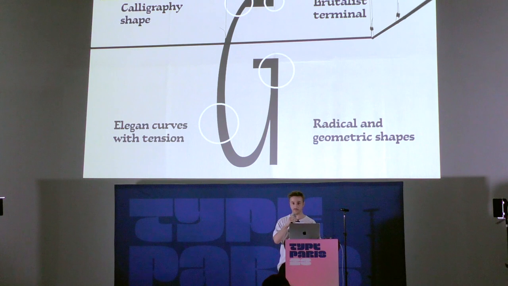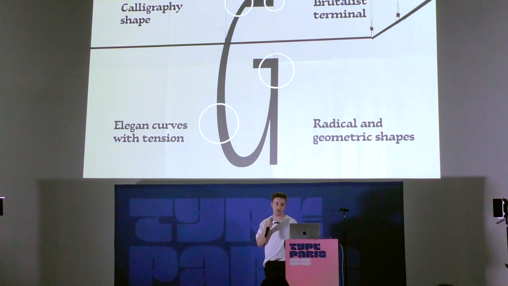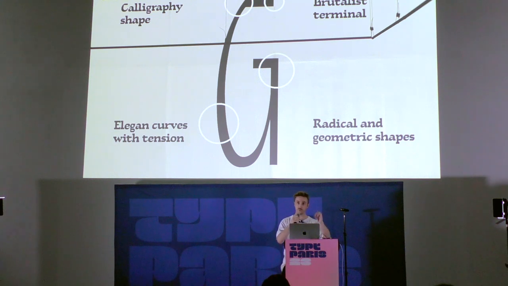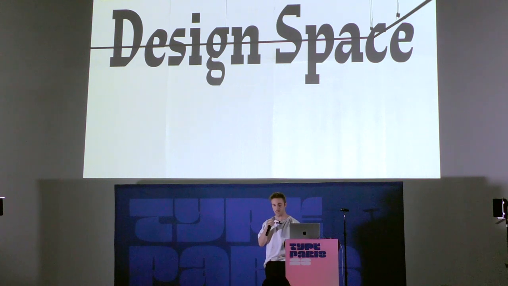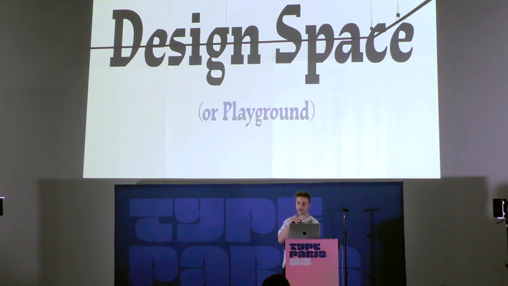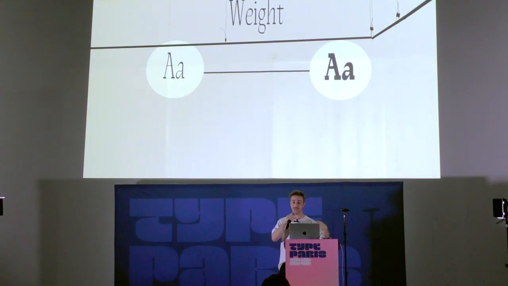So we can feel here some brutalist stamina, some radical and geometric shape, with a calligraphy shape, just to remind us that we need to have the tension between the radicality of the concrete shape and some fluidity, like a flower and the lake inside. So the design space we work on, we can maybe call the playground. We really like to play with this kind of stuff. So here is the weight.